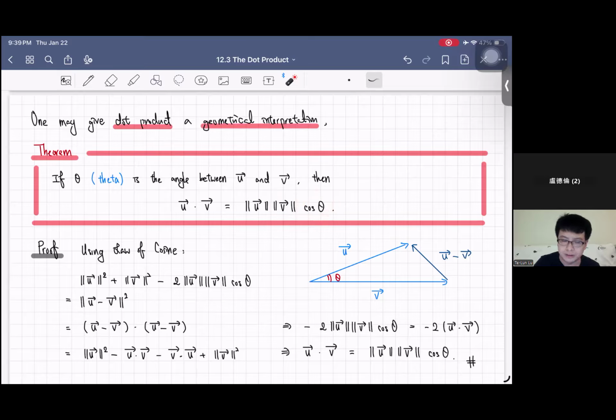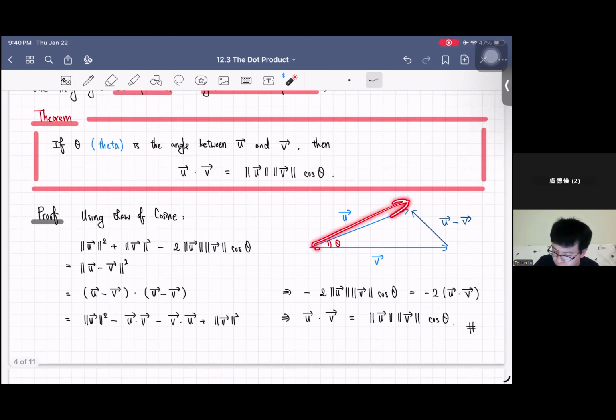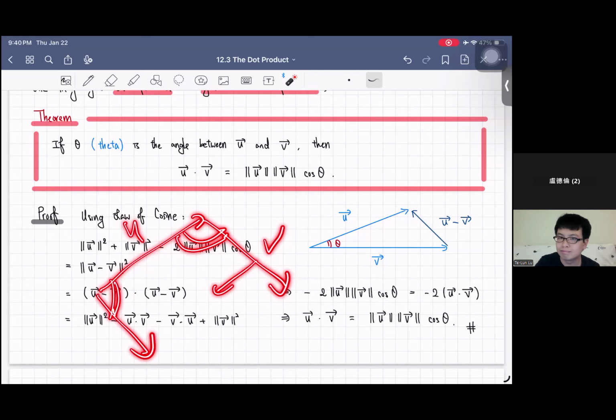So let us first define what is the angle between u and v, to be precise. The angle between 2 vectors is defined to be the angle formed by joining the starting points of the vectors. So if this is a vector pointing this way, and if this is a vector pointing this way, then we have to join the starting point first, and that is the angle that we are interested in. So in the diagram, this will be theta, okay? You do not do something like this. This is not the angle. You have to move it here, and this will be the angle of interest, okay?